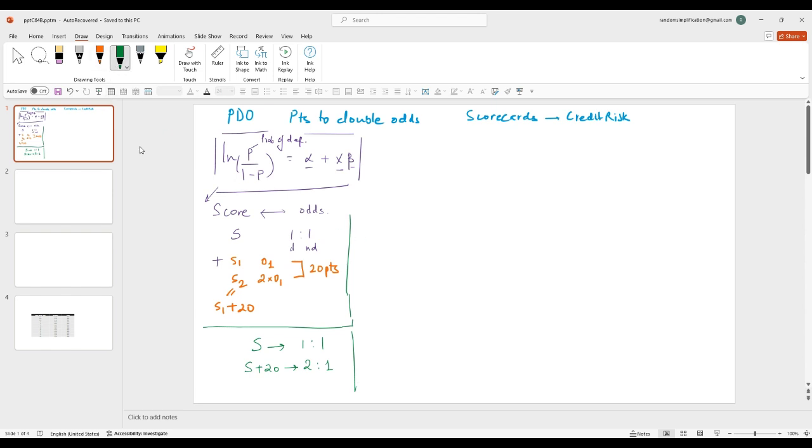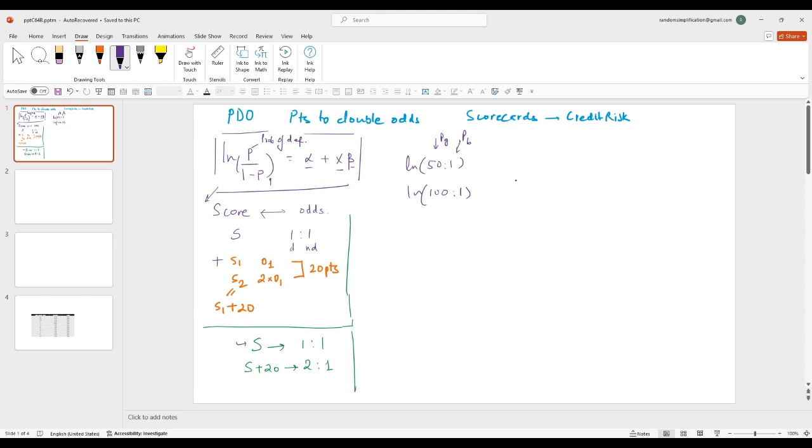So, in very simple terms, how do we get from this to this score? First, we start with a simple example to gain an intuition on how this kind of transformation works. So let's take an example where your odds are 50 is to 1, and for another client it's 100 is to 1. So this is the probability of being good, and this one is probability of being bad.